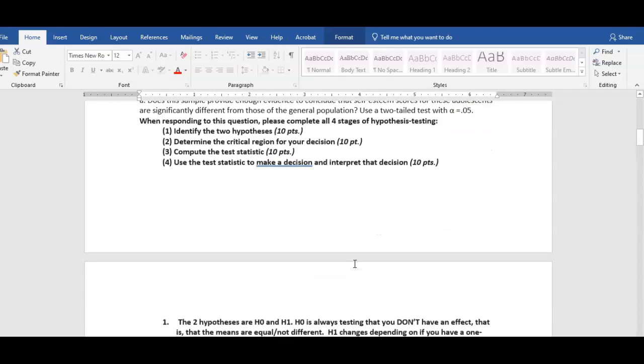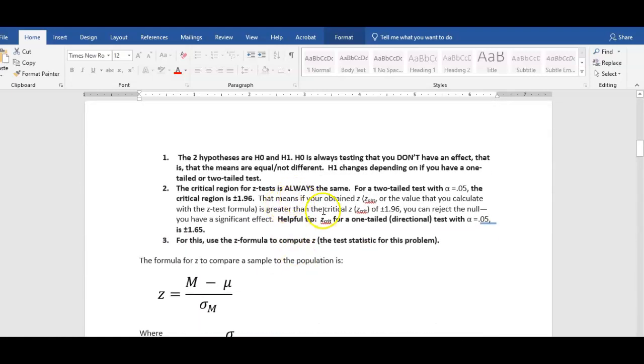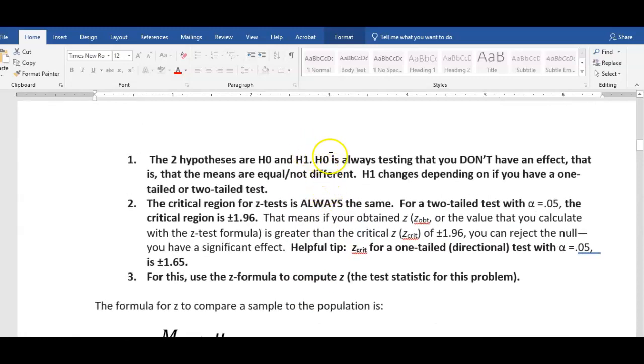The first thing we need to do is state the hypotheses. So remember, the two hypotheses are H0 and H1, right? H0 is the null hypothesis, and it's always testing that you don't have an effect. That is, that the means are equal or not different. And then the alternative hypothesis is going to change depending on if you have a one-tailed or two-tailed test. This is a two-tailed test, so we're just testing that the means are equal. And so then H1 is going to be that the means are not equal. And you can see examples of these in practice problems 8.1, 8.2, and 8.3.